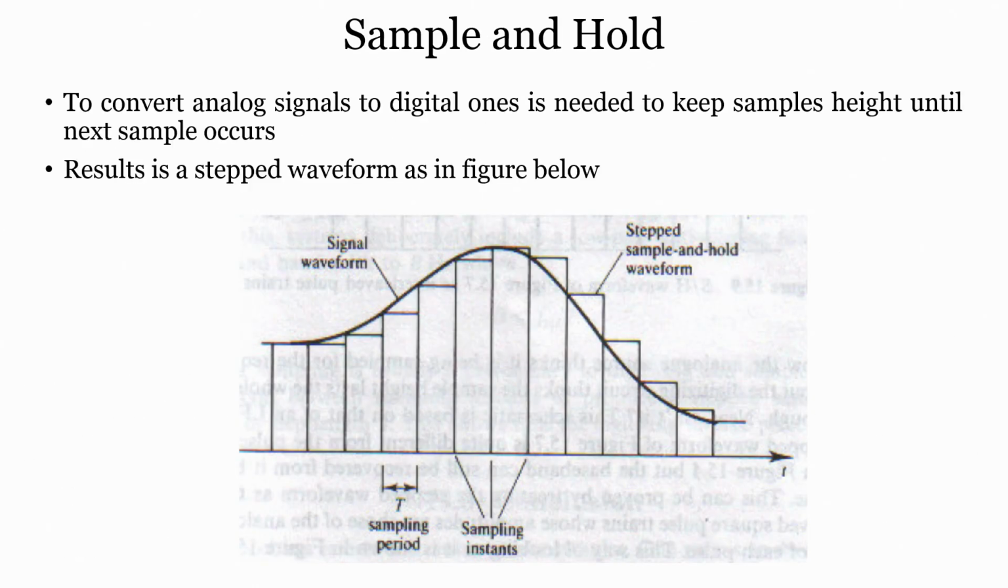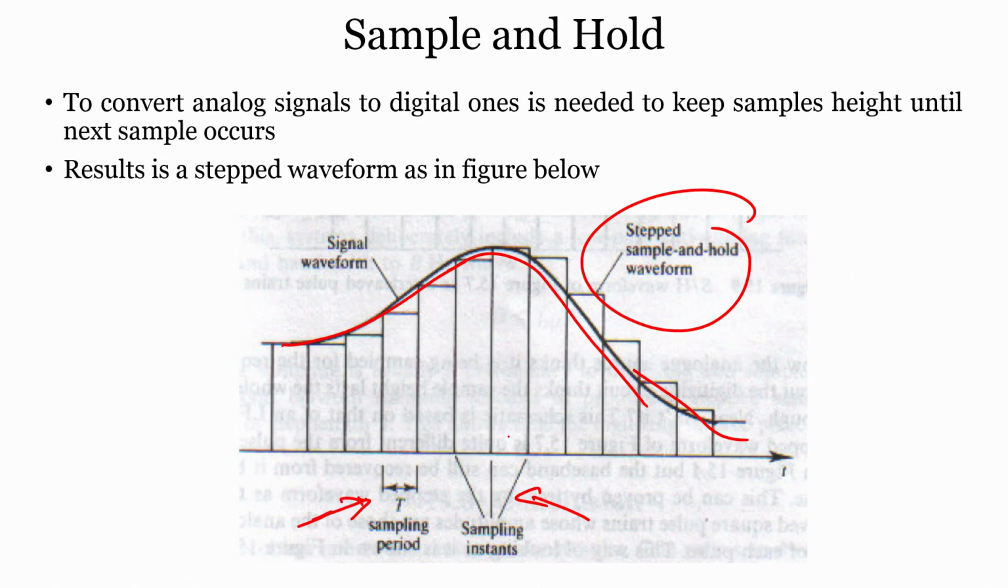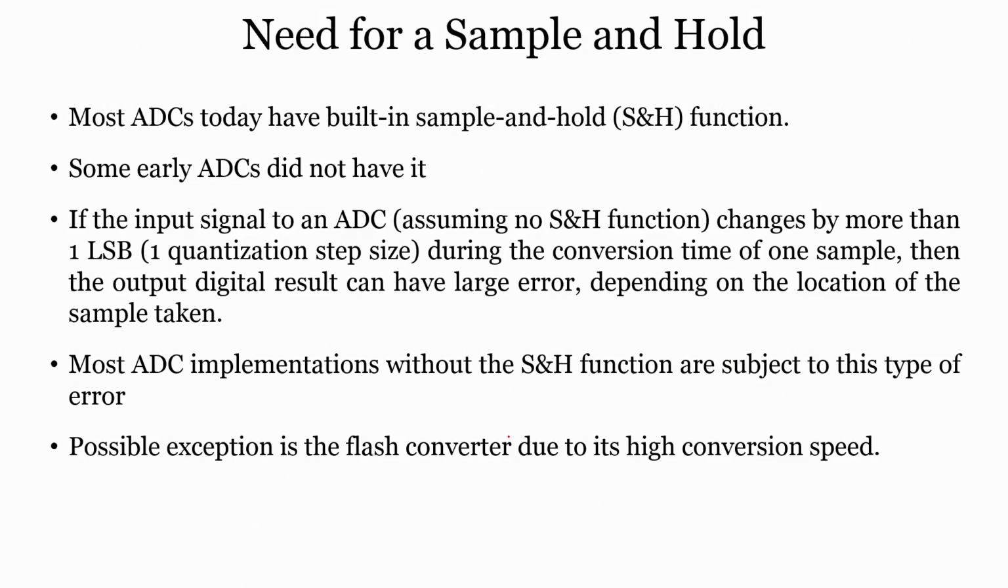Now comes the sample and hold. To convert your analog signal to digital, we require the sample height until the next sample occurs, right. So, the digital one is needed to keep a sample's height until the next sample occurs. The result is a step waveform, which is shown here, the sample step waveform. This is our original signal, and this is a sampling period T. These are the sampling instances which are shown in the plot.